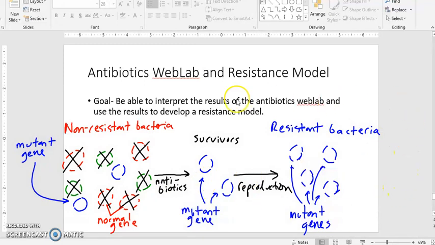So I hope that this makes sense to you. If it doesn't, try sketching it on your own, maybe practice a little bit, and make sure that you understand how reproduction, antibiotics, the surviving bacteria, and the mutant gene all factor together to get us from non-resistant bacteria over to resistant bacteria. It takes a couple of steps in order to do that. But I hope that that's clear to you, and that you've met our goal of being able to interpret the results of the antibiotic web lab and use the results to develop a resistance model. So I hope that you can do that at this point.